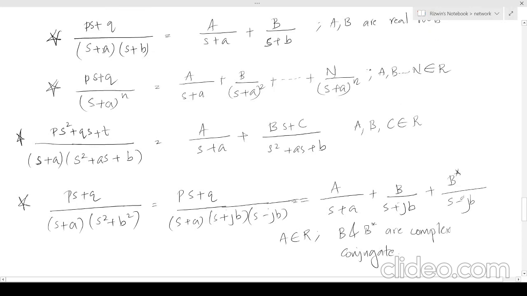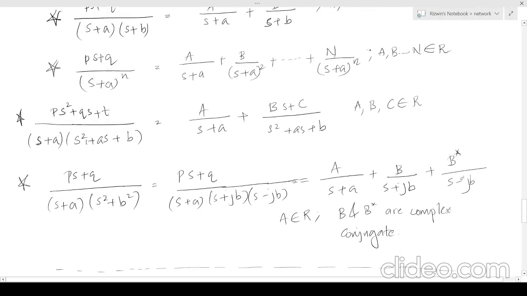You will be getting a combination of the above terms, s plus a into s plus b all square maybe, or cube maybe. So you should have a combination of this first term and a few terms from the lower form. These are the most possible forms you could obtain while doing partial fractions. That's what we are discussing right now.